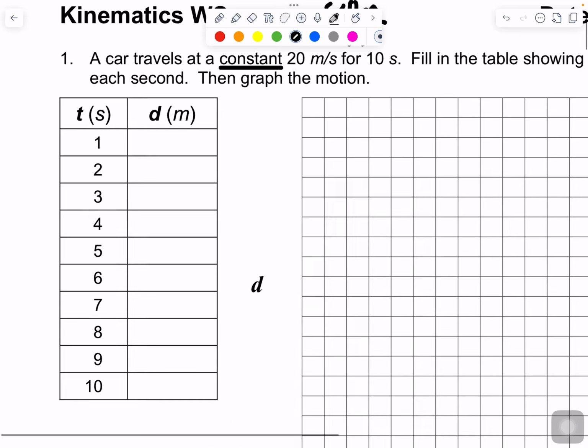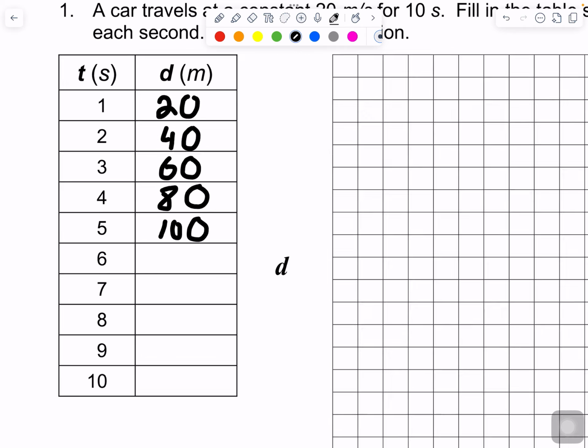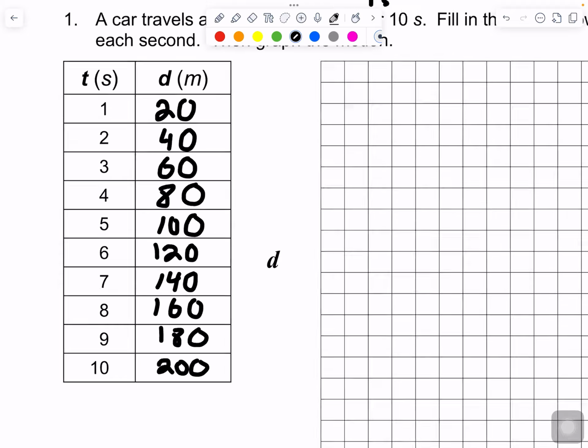So after 1 second, the car has gone 20 meters. After 2 seconds, 40. After 3 seconds, 60. After 4 seconds, 80. After 5 seconds, 100. After 6 seconds, 120. After 7 seconds, 140. After 8 seconds, 160. After 9 seconds, 180. And after 10 seconds, 200.